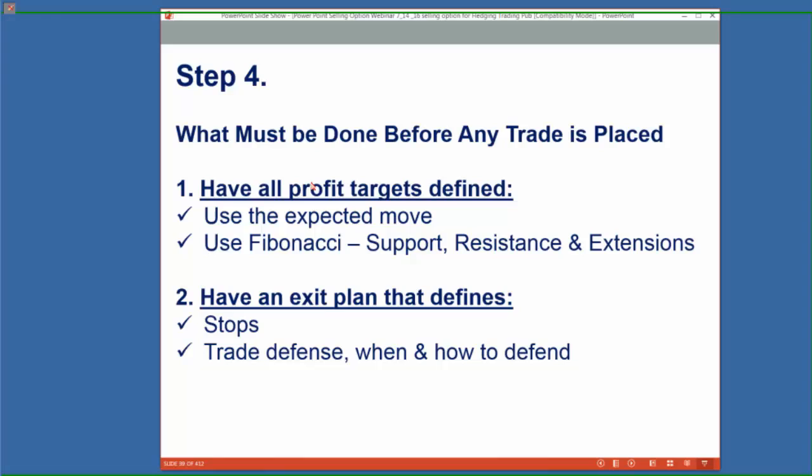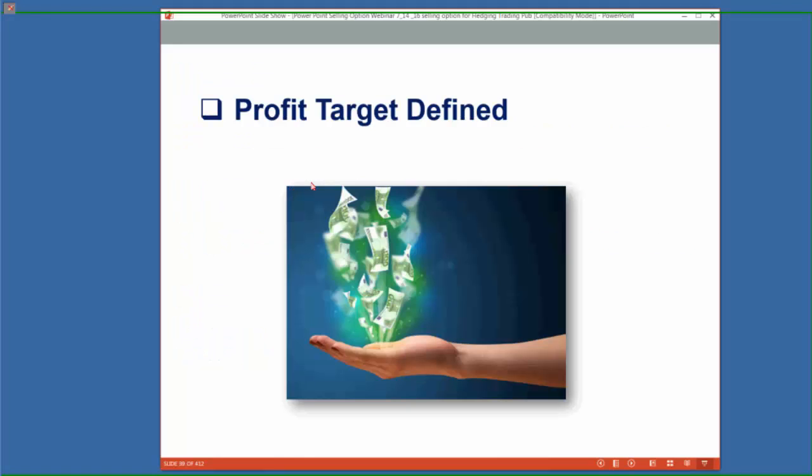Always have your profit targets defined. Where do you think it can go? So we can theoretically use these tools to give us these targets, so we can use this expected move. And then the other thing I like to use is Fibonacci levels, support, resistance, or extensions. So before I ever put on a trade, I always know what my potential profit targets are based on the expected move and Fibonacci. And then 2, always have an exit plan before you put the trade on.